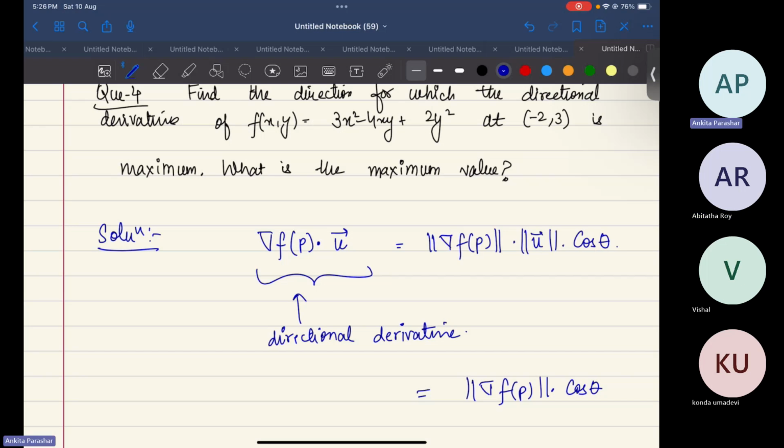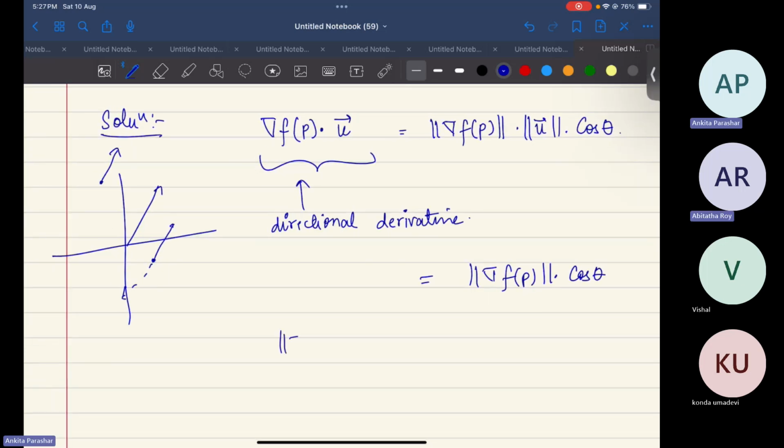So if you are moving, let's say this is the direction of delta fp, then the vector you are choosing should move in this direction. Suppose your vector u is here at this point, then you have to move in this direction only to get the maximum. But if you want to get the minimum, you have to go in the opposite direction. Then only cos theta becomes -1, right? And then you will get your minimum value.